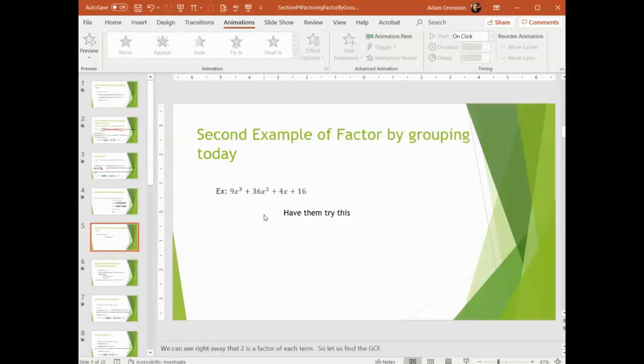In fact, I want everyone to try this example now. Take a few minutes just to get started on this, about 2-3 minutes. Again, just start on it. If you don't finish it, that's okay. Take about a minute or two.